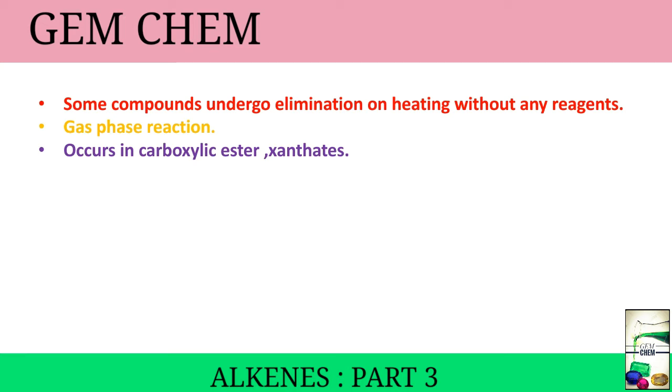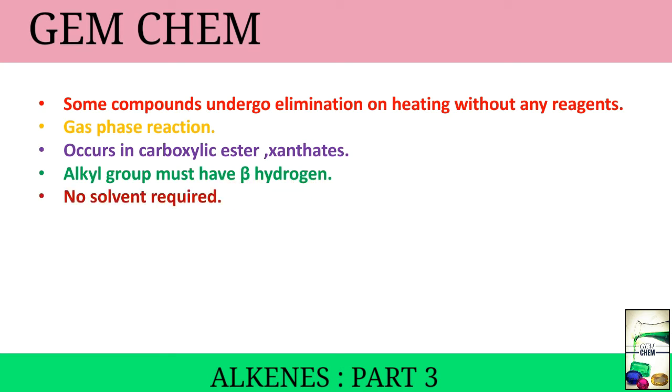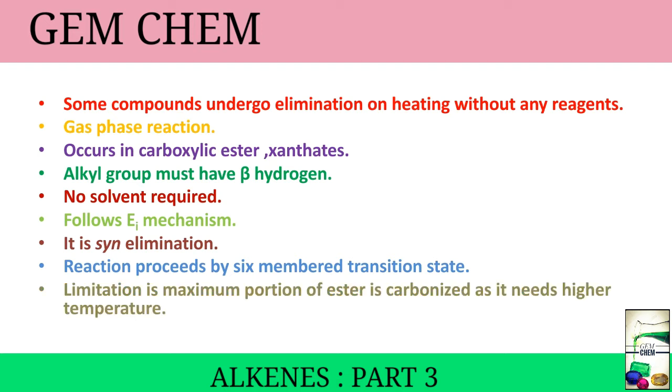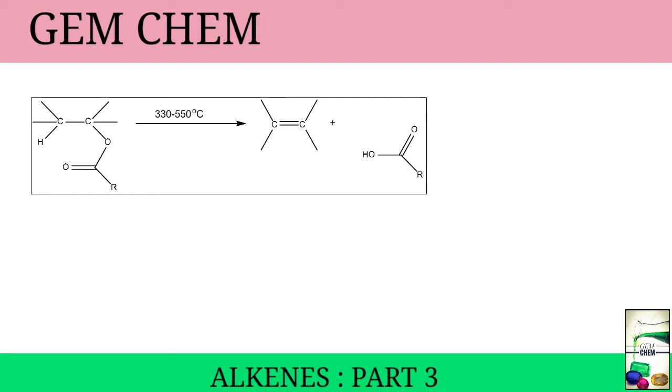Now this has a special condition. These carboxylic esters or xanthates must have an alkyl group with a beta hydrogen. No solvent is required and it follows the Ei mechanism. It is a syn elimination, that is, elimination takes place from the same side of the bond, and the reaction proceeds via a 6-membered cyclic transition state. The limitation is that a maximum portion of the ester is carbonized as it needs higher temperature. Now this is an example.